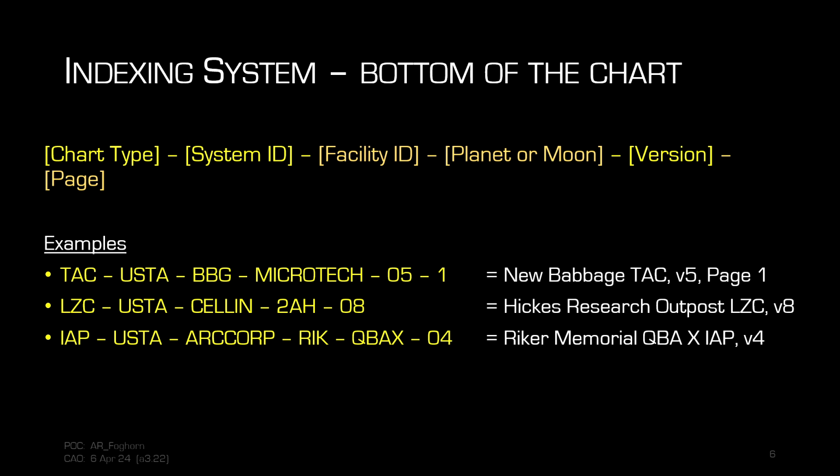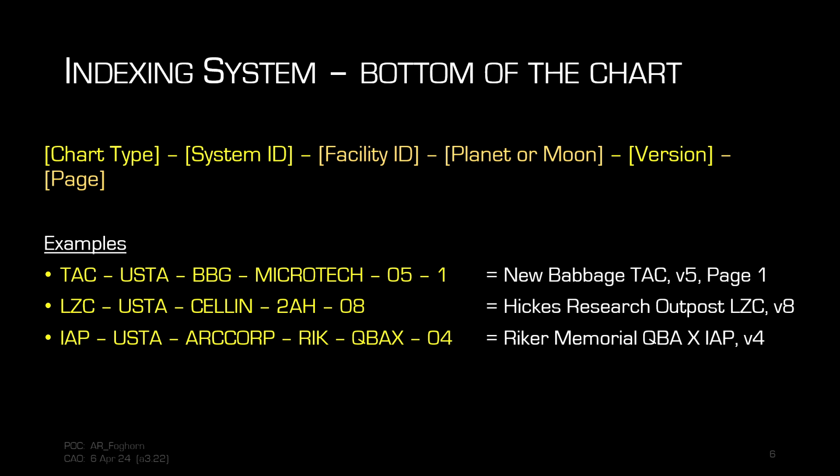So the indexing system is a standardized system. It has some parts that are mandatory that will be on all charts, and then some that are optional depending on what the chart type is and that sort of stuff. As you can see with that template up top, chart type, system ID, and version are mandatory and will be on all charts, down at the very bottom, and I'll show you where that's at in a sec. And the ones in the more tan color, not yellow, facility ID, planet or moon, and page number, are only as needed, where it makes sense.